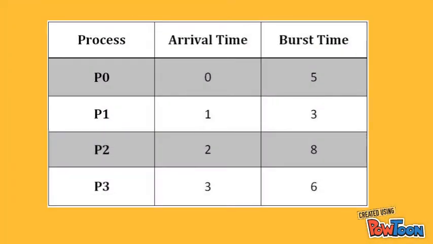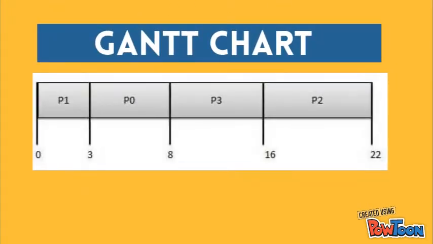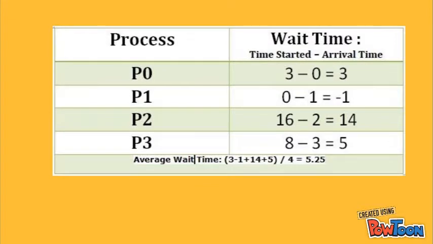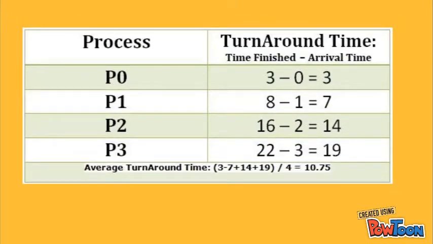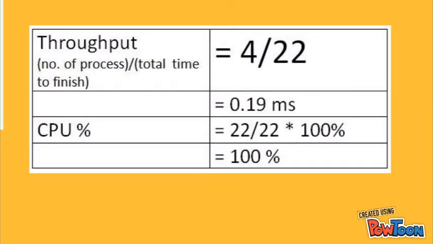Here's the table for the shortest job first example. Gantt chart. Getting the waiting time. Getting the turnaround time. Getting the throughput.